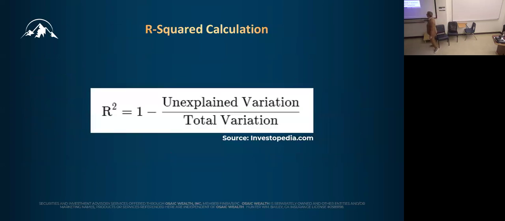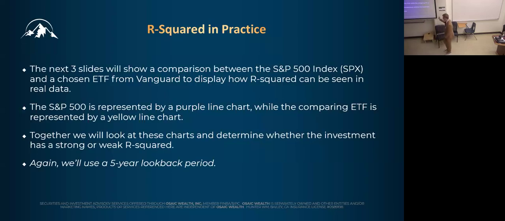So basically, R squared is the unexplained variation divided by the total variation, and you subtract that from 1. Those get a little bit more complicated, but we're going to do the same thing that we did with beta. We're going to look at 3 slides comparing the S&P 500 and one of our ETFs, and display how R squared can be seen on a chart. It's going to be a little harder to think about compared to beta, but the S&P 500 will be represented by the purple chart, compared with the ETF in yellow or orange. Together we'll look at these and try to see if an investment has a strong or weak R squared. And again, this will be the same 5-year period.